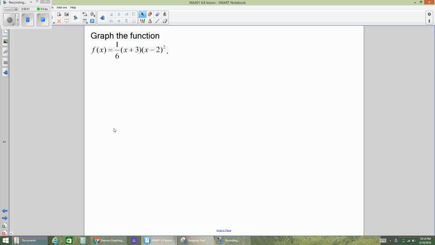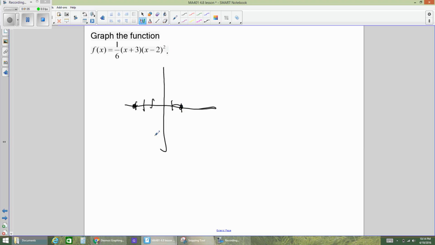It says graph the function. Now don't use your calculator. I just want a general idea here to see if you know what you're talking about. So first things first, you want to do the opposite of what you see. So come over here, make a point at -3. Come over here, make a point at +2.